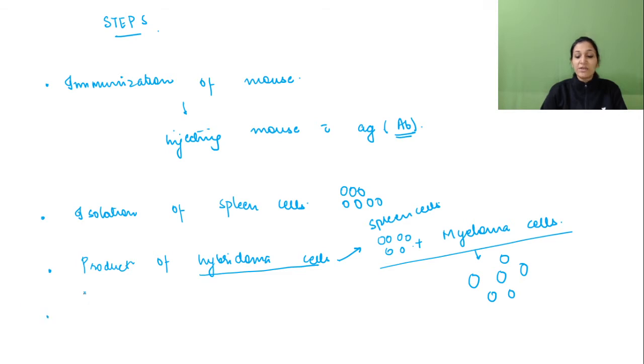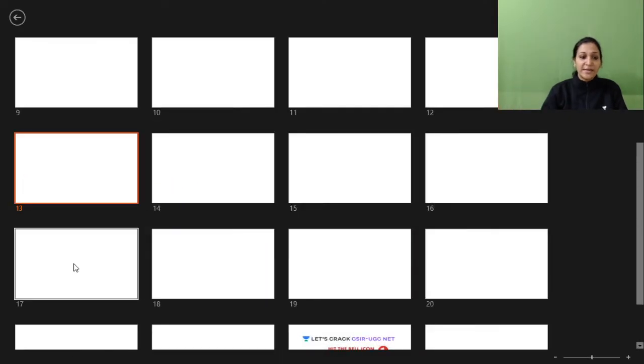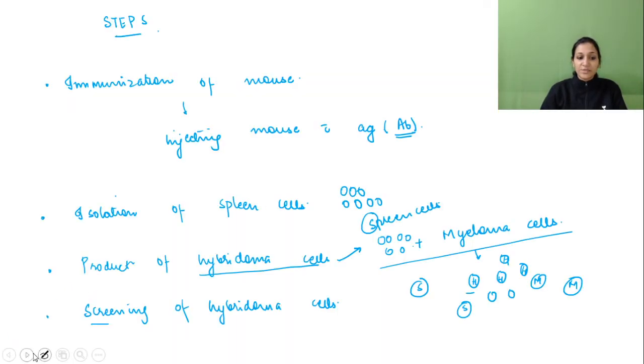So the next is screening of hybridoma cells. Screening of hybridoma cells is for identifying the hybrid cells, and we need to eliminate the spleen cells and the myeloma cells. When they are eliminated through the screening, how they are eliminated and what all things we have to use, all these things I am going to tell you. Everything we are going to discuss. So this is just the outline.